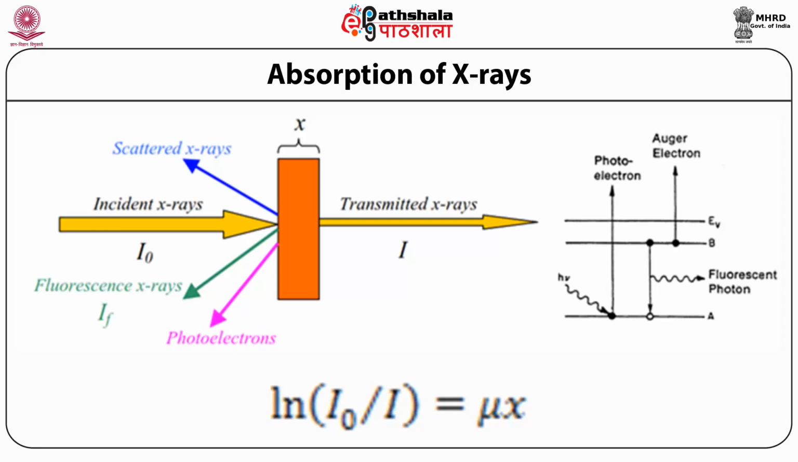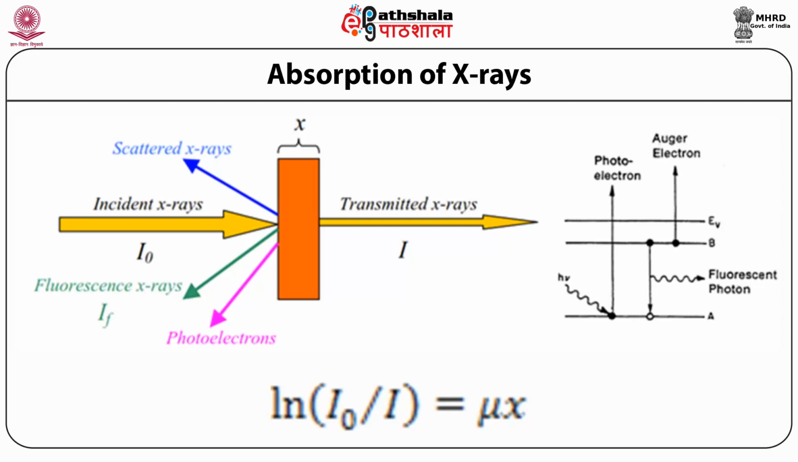This absorption of X-rays has been combined in a coefficient called the linear absorption coefficient, which is shown here below. This equation says that I naught is the incident intensity, I is the intensity after absorption, mu is the coefficient which we do not know right now, and x is the thickness of the slab.